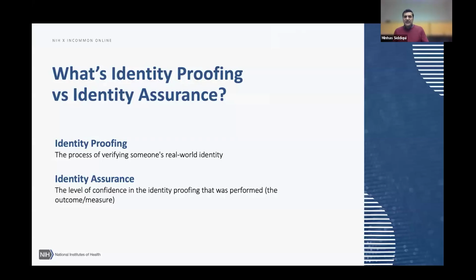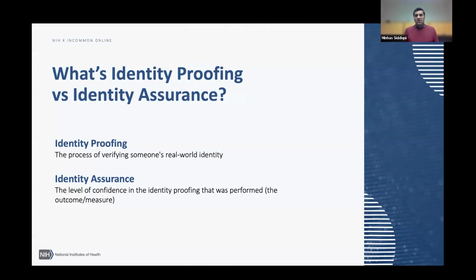So these two terms, identity proofing and identity assurance, are often used interchangeably, but they mean different things. Understanding the distinction is important because NIH requirements reference both, and they play different roles in access decisions. Identity proofing is the process of verifying someone's real-world identity. Who are you really? Identity assurance is the outcome. Identity assurance is the result of that proofing process.